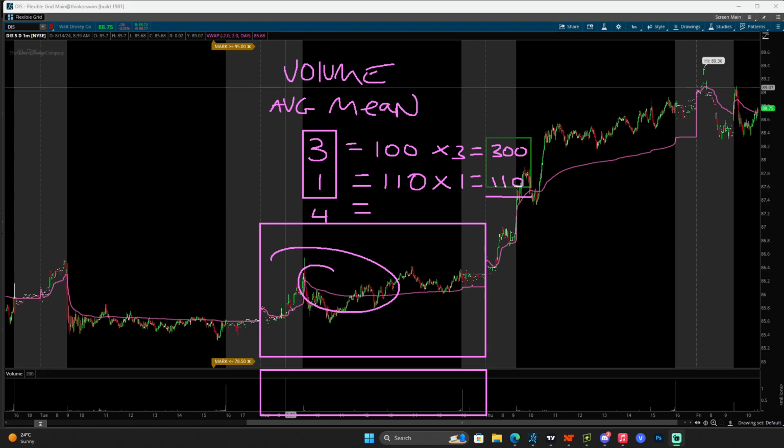So what does this equal? This equals 410. And then all you would do is divide that by the total number of shares traded, so 4, and that would give you 102.5. So your VWAP would currently be at 102.5.